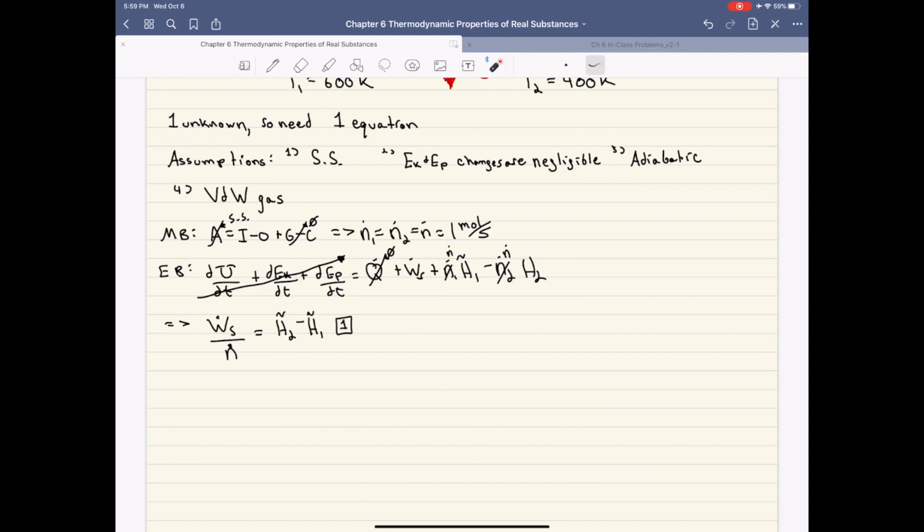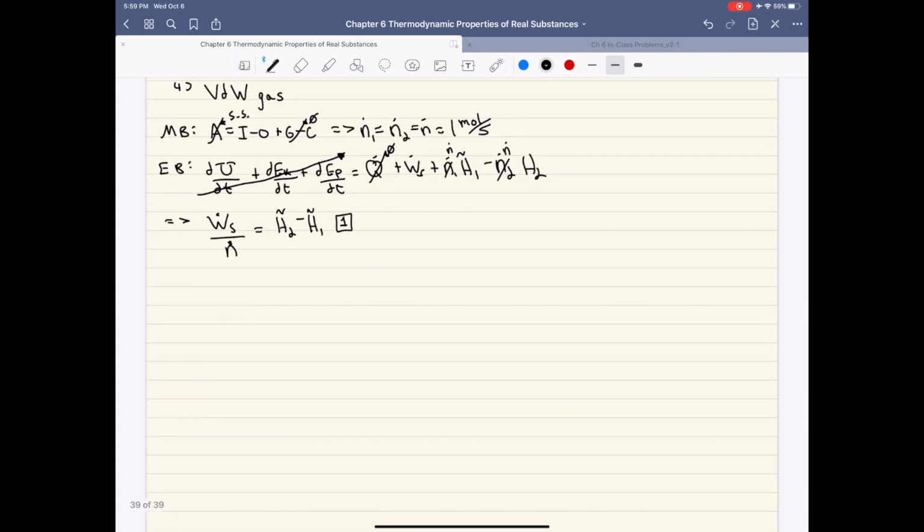Now, to figure out the shaft work, we need to figure out the difference between H2 and H1. All right, and so in this problem, rather than just use a direct application of the calculus of thermodynamics, we're going to go with the departure function approach. And by doing this, you'll see how it acts like a shortcut for doing these analyses. So let's apply the departure function approach.